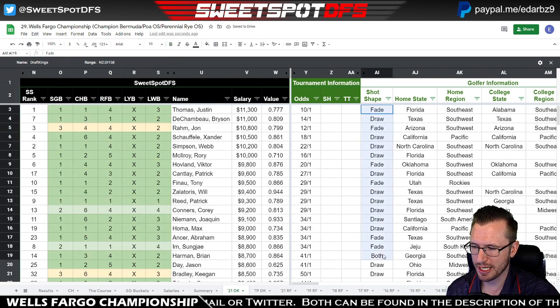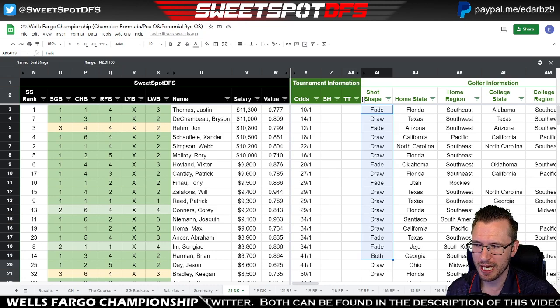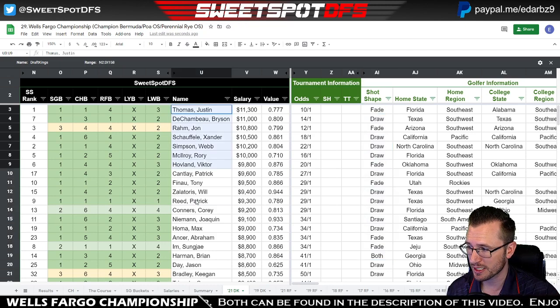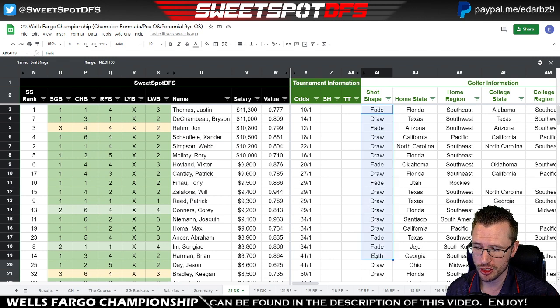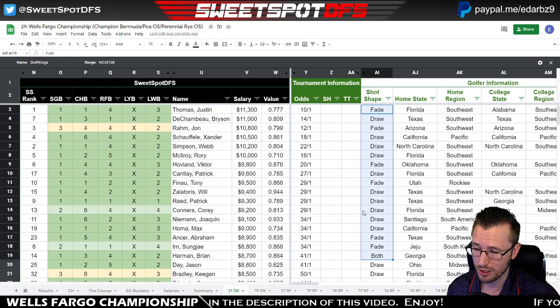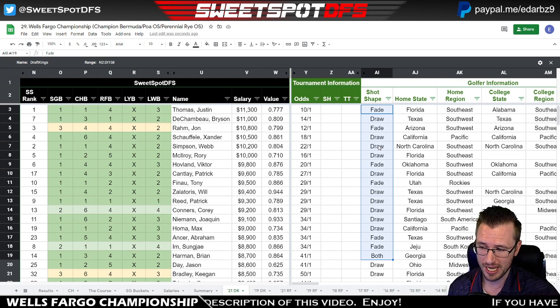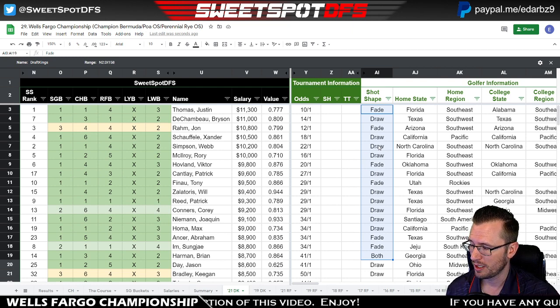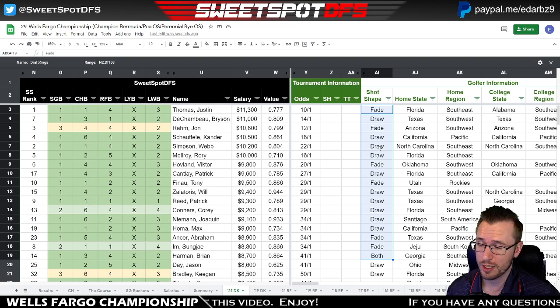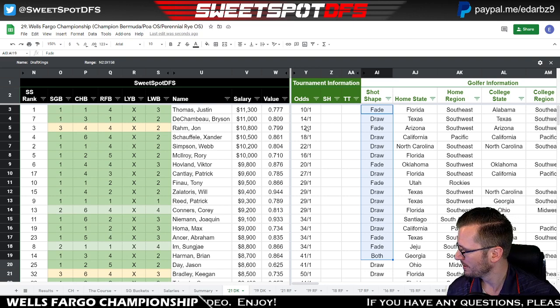I did try to keep the shot shape up for you guys for the most part. So if you did like some of these golfers, you could see what the shot shape is with them. Again, we kind of determined that the draw was a little bit more beneficial than the fade at this tournament. Most of the winners have hit a draw, so definitely consider that.